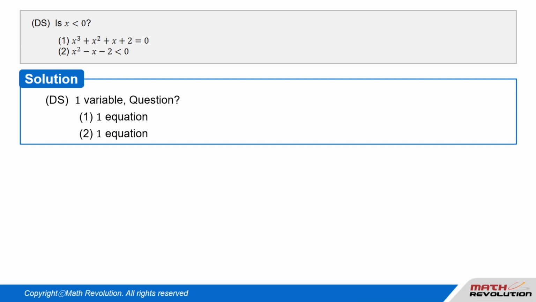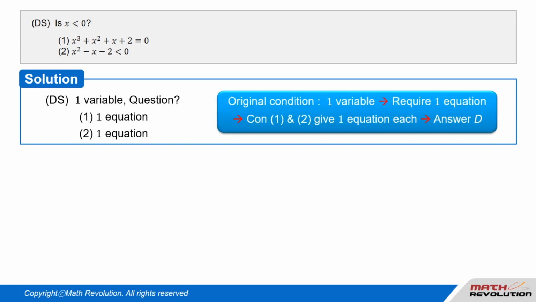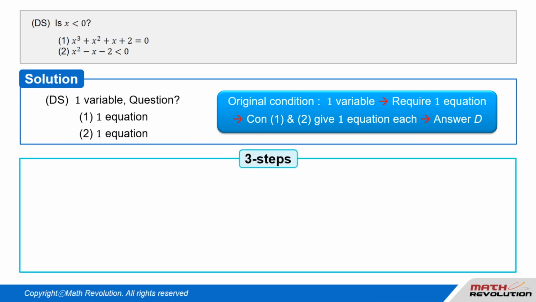Now, one variable would generally require one equation to find the value of the variable. We are aware that each condition should give us an equation, and each equation should be able to give us the value of a variable. So, each condition should be sufficient independently, and we should logically get an answer D. Let's apply the 3 steps suggested previously.